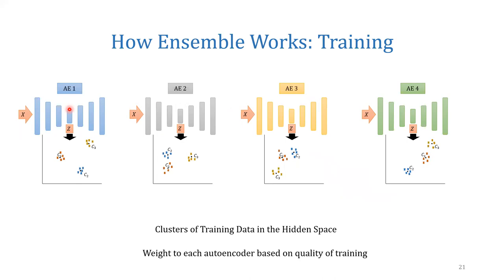Once these autoencoders are trained, we have the clusters corresponding to the training data in the hidden space of the autoencoder. And since each autoencoder is trained differently, the position of the different data points in the hidden space would be different. Therefore, the clusters would be different and the cluster centers would be different. So each autoencoder effectively will have a different hidden space representation of the training data, as can be seen in this figure. Now, based on the quality of training, subsequently we can assign a weight to each autoencoder.